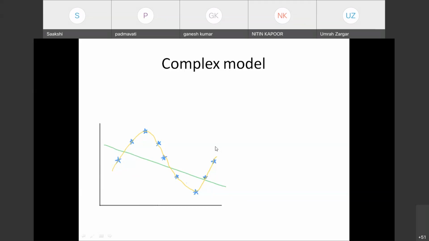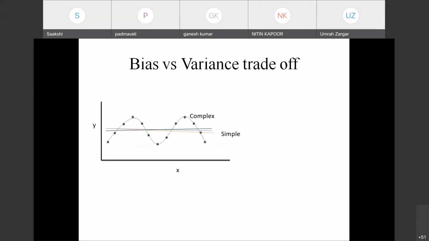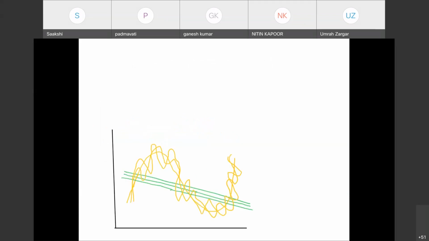But there will be some issue when we test it. How? Before that, let me cover the next few slides and later on I will explain. Let us discuss the bias and variance trade-off. We have just seen how my model gives the result when I select the simple model and how it gives the result when I choose the complex model.